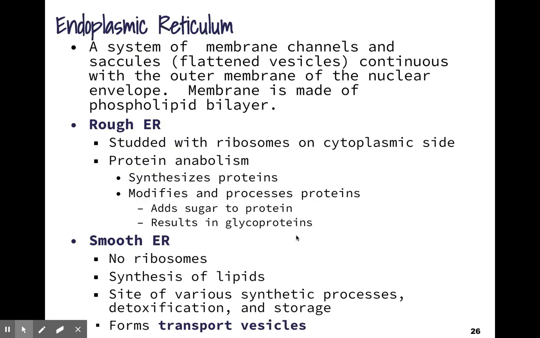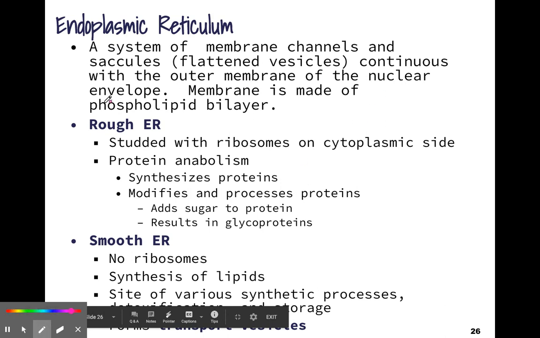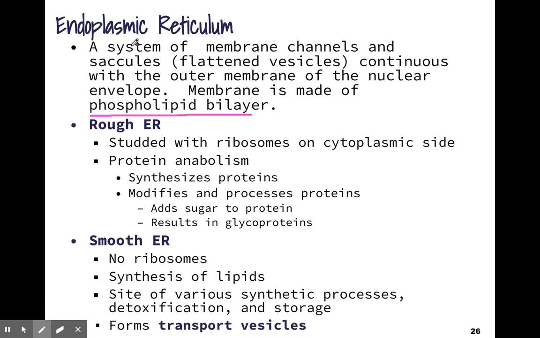All right, the ER, also known as the endoplasmic reticulum. It's a system of membrane channels and saccules, which are continuous with the outer membrane of the nuclear envelope. Same thing here. The membrane is made up of a phospholipid bilayer. So the ER, in essence, is basically attached to the nucleus. Okay? We have rough ER, and then we have smooth ER.